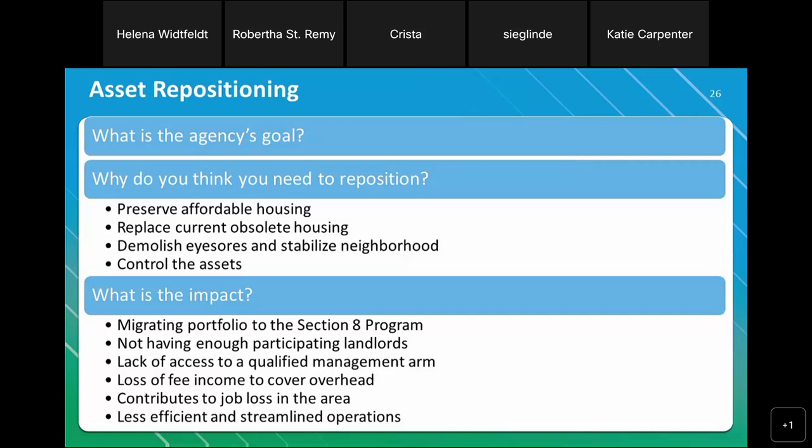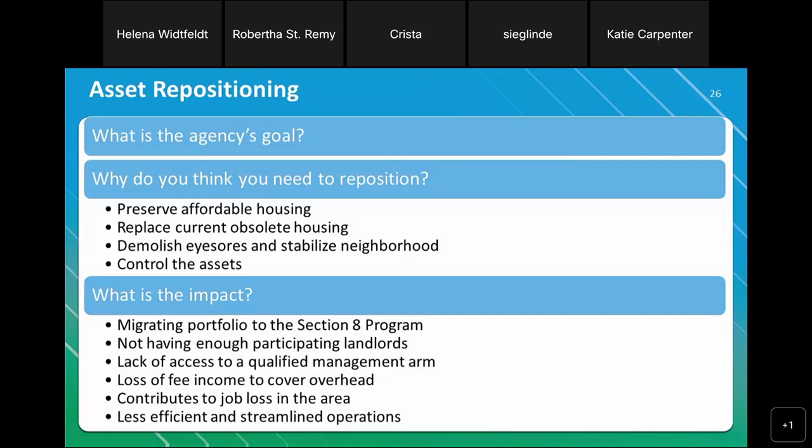The access or lack of access to a qualified management arm may not exist. And sometimes an investor will tell you, you must take my management arm. You know, everything is negotiable. So one, you never must. If it's approved, it's approved. It's always in the argument and how strong you can demonstrate that you can manage your own portfolio, even if you go through the LIHTC process.